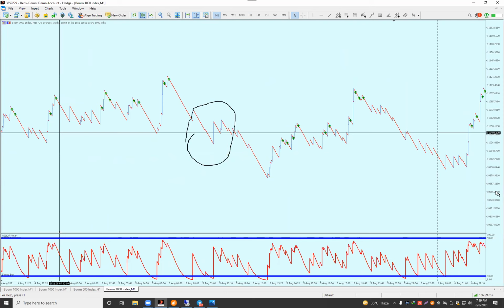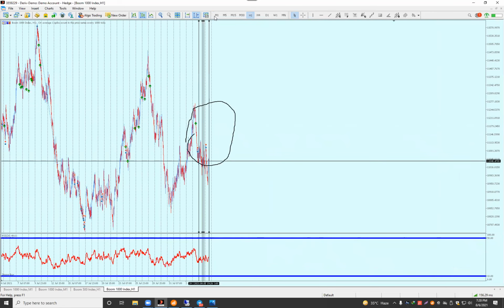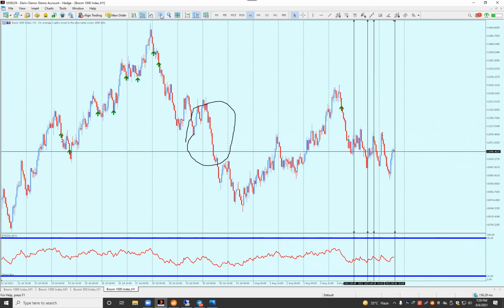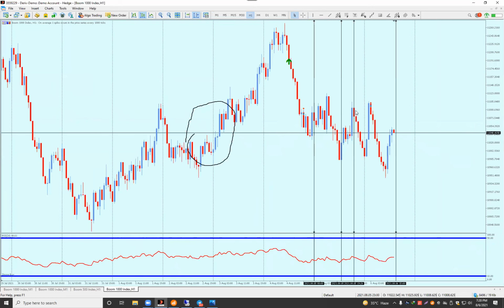Because price is ranging in a higher time frame. So this movement, if I draw here and this movement till this movement in the higher time frame, it will show you which one. This is the area where in a higher time frame price moves here, and spike catcher gives you the signals.